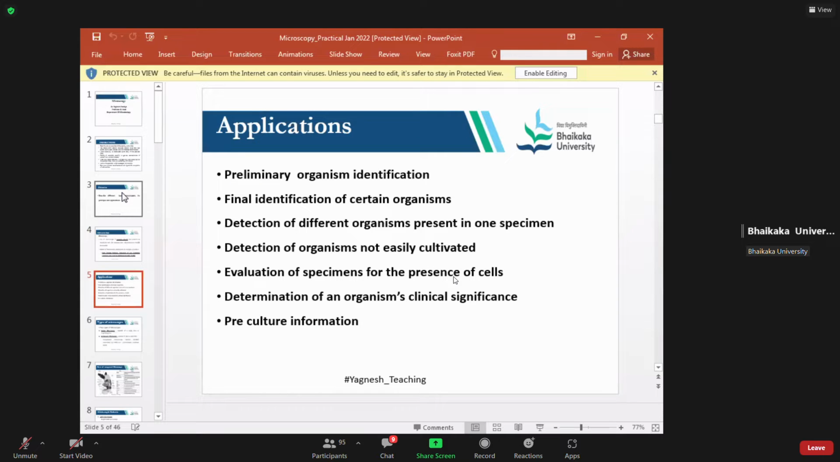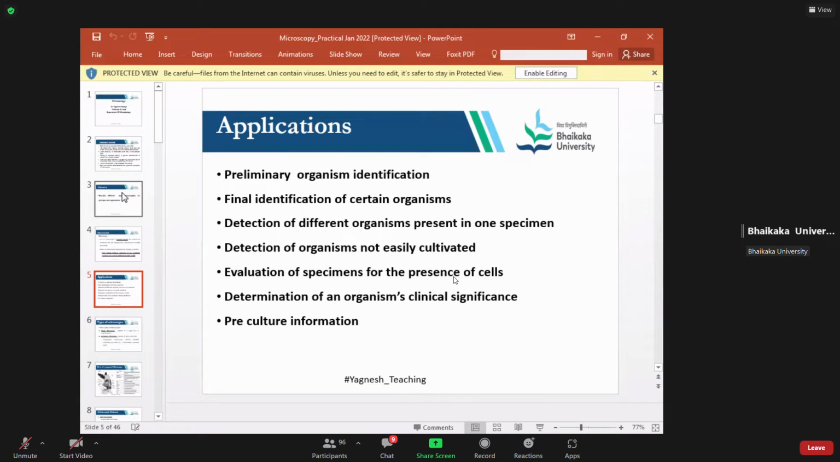Preliminary organism identification. I already said, we are discussing gathering the direct evidences of presence of microorganism in the disease process, or we are labeling this microorganism as an etiological agent. So this is the first use of the microscope. We are identifying organisms primarily under the microscope. We are also using the microscope for the final identification of certain organisms.